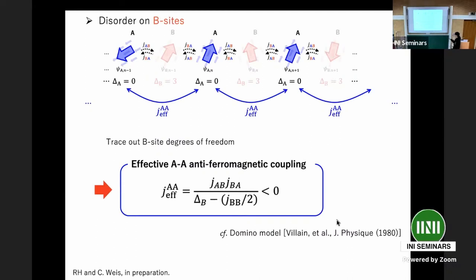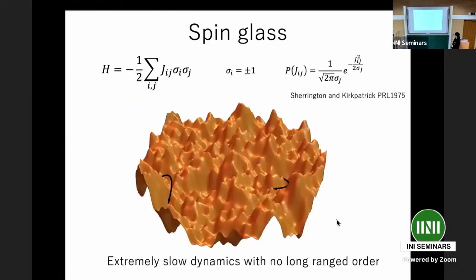Actually, this model was inspired by what's called the domino model, which is the first model to introduce order by disorder in the geometrically frustrated case, and more or less the physics of this model is the same as this. Okay, so that was the story for the order by disorder.